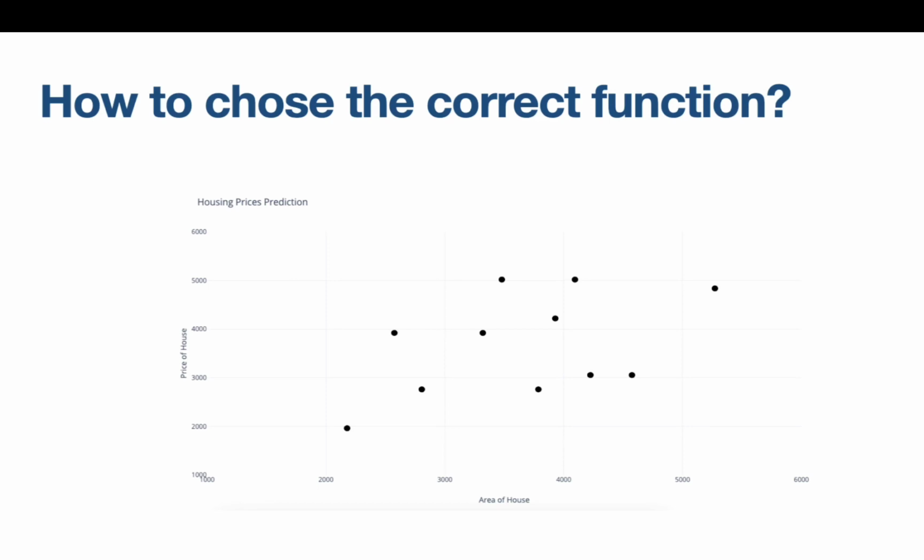Now, let us look at another example. Here we have many data points, and I'm sure that there is no single straight line which passes through all the data points. However, there are plenty of straight lines which pass through some of the data points, as we can see here. Now, how do we choose the correct function or the correct line?